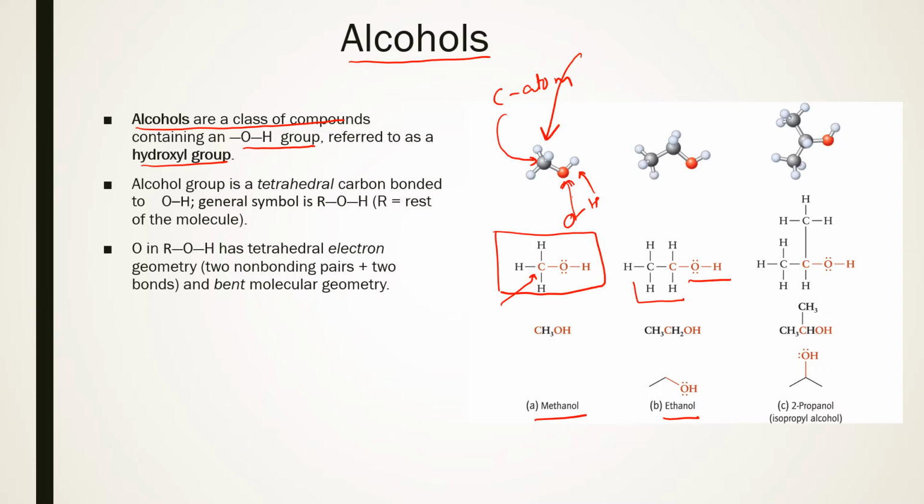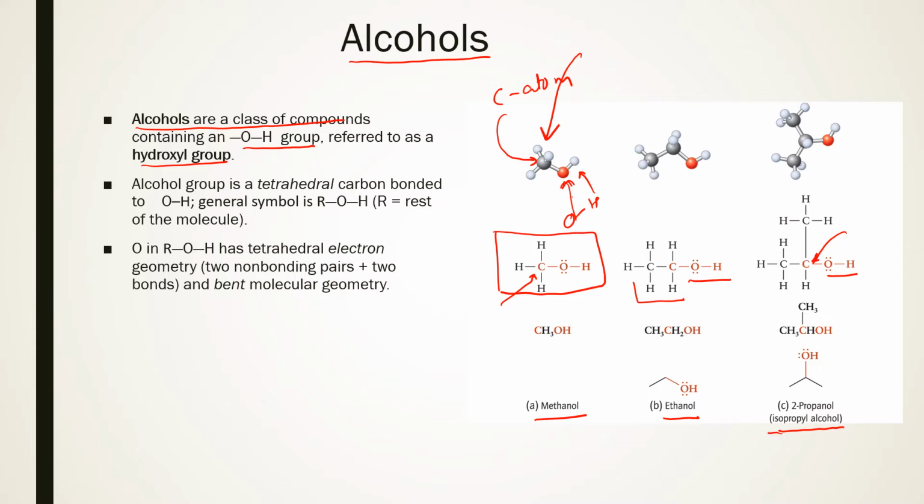Another common example of alcohol is 2-propanol. It is also known as isopropyl alcohol. We also know this alcohol by the name of rubbing alcohol or IPA. This is the one which we use to disinfect any cuts and wounds on our skin. In this case, the OH group is again connected to the tetrahedral carbon atom.